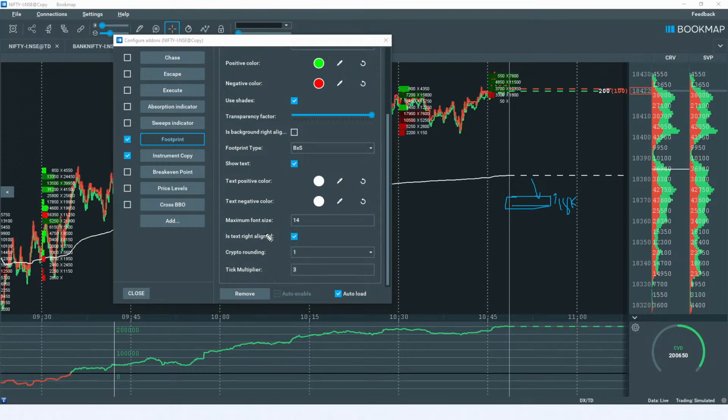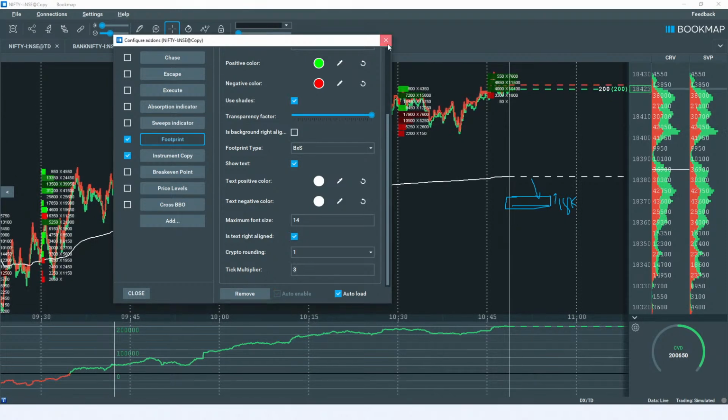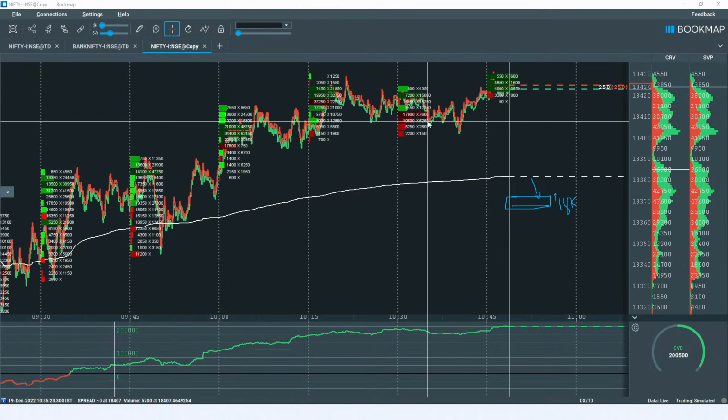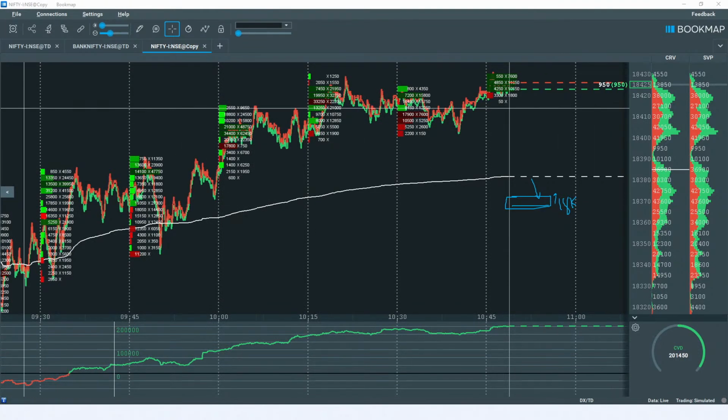All right. So for Nifty, I'm using 3, since it looks visually appealing, so that's why I have kept it as 3. For Bank Nifty, just double up the Nifty: 3 multiplied by 2, so 6 is the tick multiplier that I'm keeping for Bank Nifty.